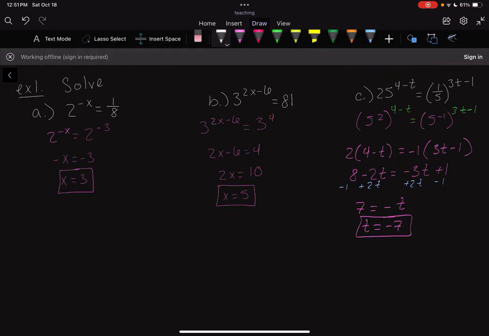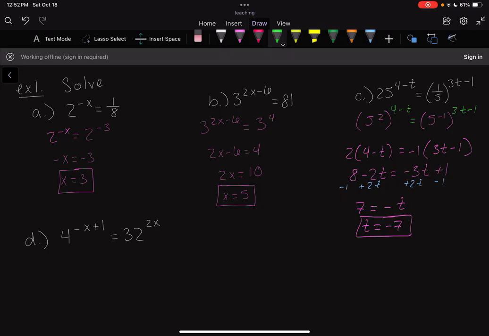I have one more for us. And this one's actually similar to one I did in, I think that was 4.2. 4 to the negative x plus 1 is equal to 32 to the 2x. I did a problem with 4 and 32. And the hard part about this one is that the base isn't as obvious.